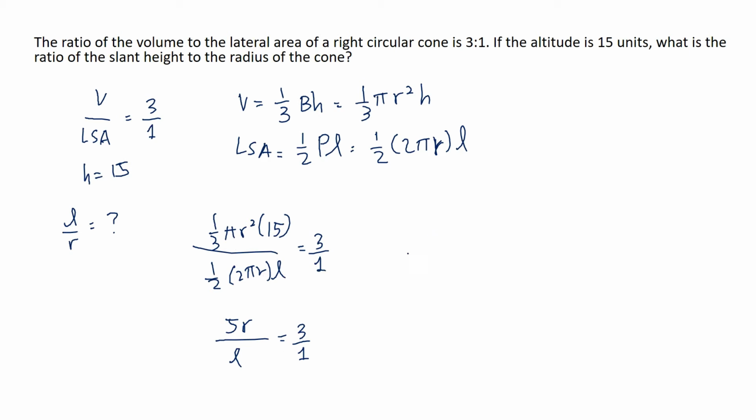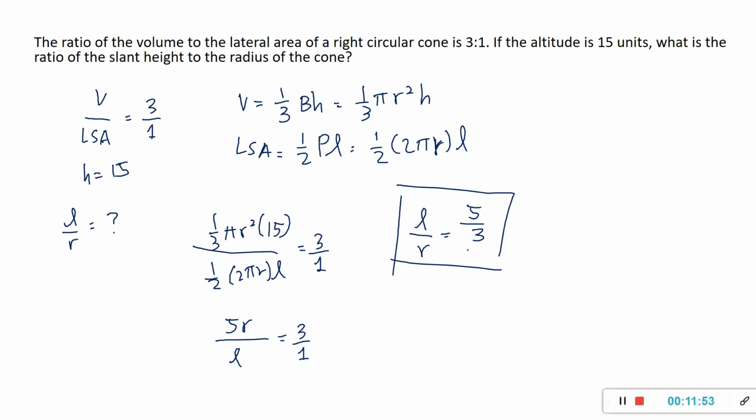And so, we simplify this. What we need is the ratio of your slant height to R. So, just rearrange this, class. What happens is it becomes 5 over 3. And that's it. That is your ratio of the slant height to the radius of the cone. Okay, easy lang. Next.